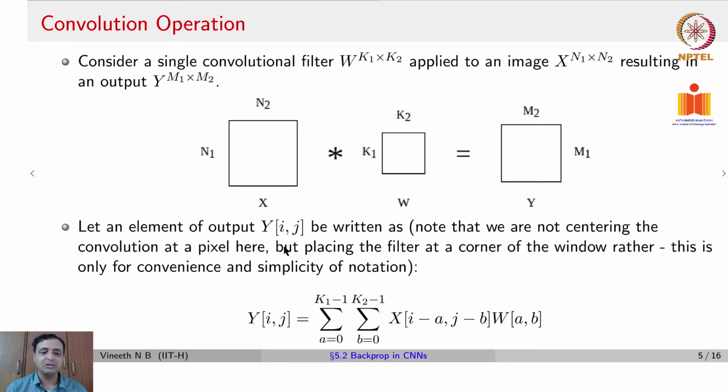From the definition of convolution, we know that an element of the output Y, Y at I, J, can be written as the summation A going from 0 to K1 minus 1, B going from 0 to K2 minus 1, of X at I minus A, J minus B, into W at A, B. Note here that we are not placing the filter at the center of the input pixel, but at a corner. This doesn't matter. This is only to make this expression a little simpler, so the rest of the derivation is a little simpler to understand.